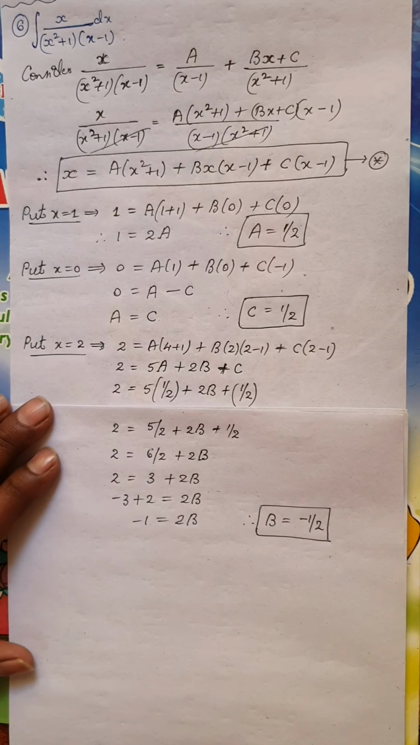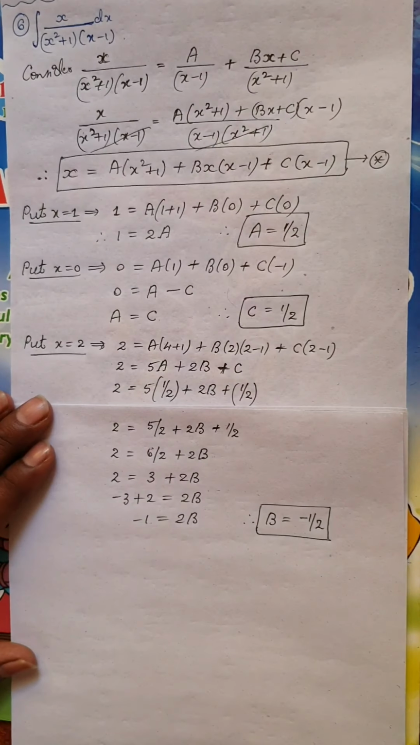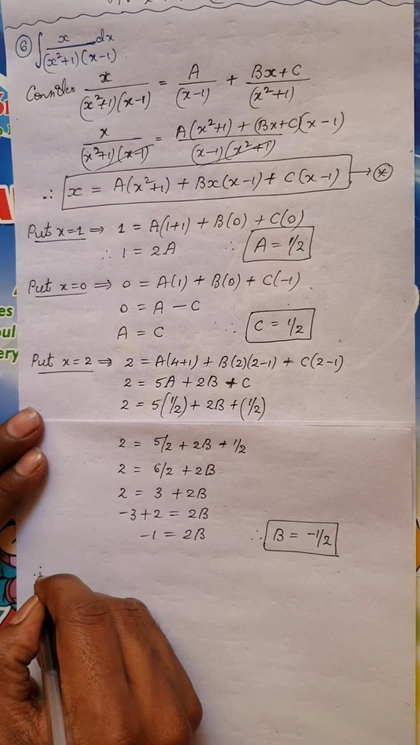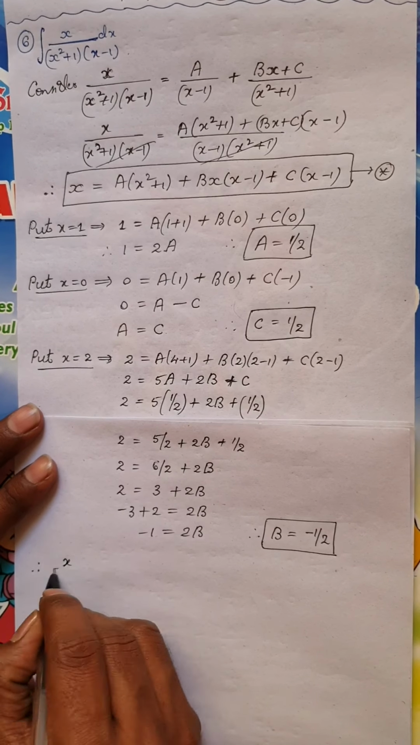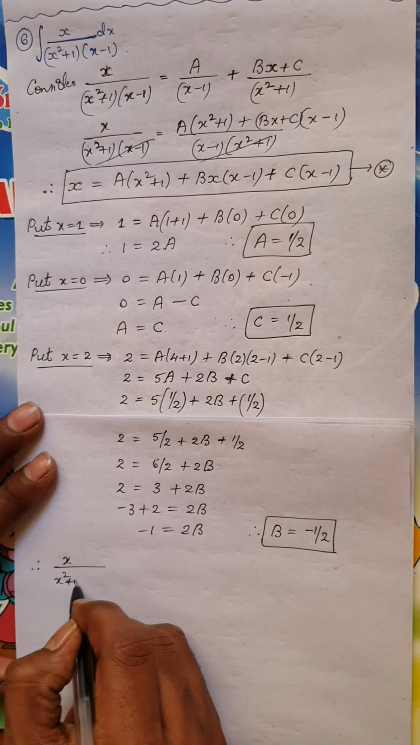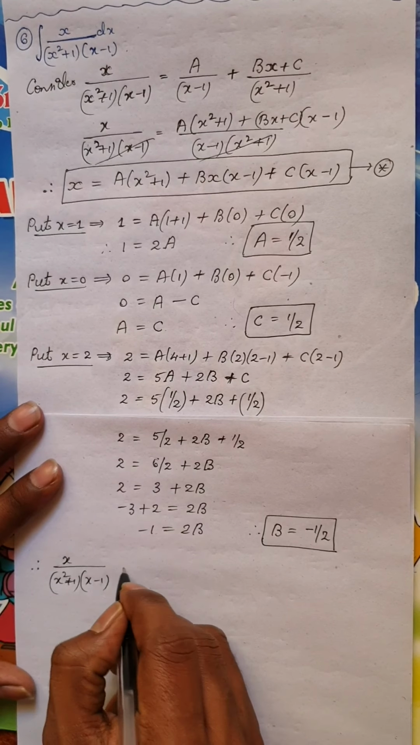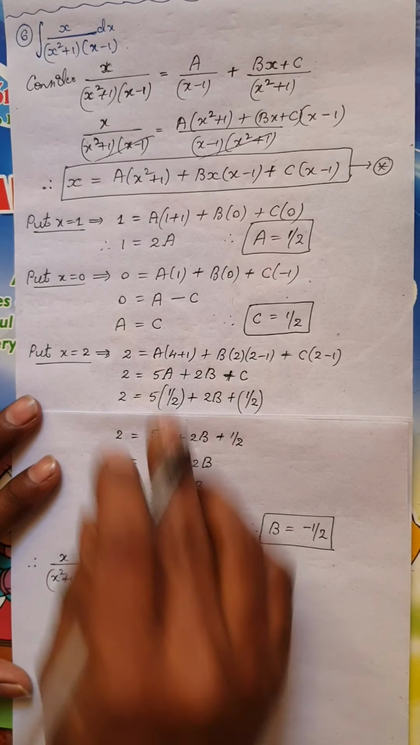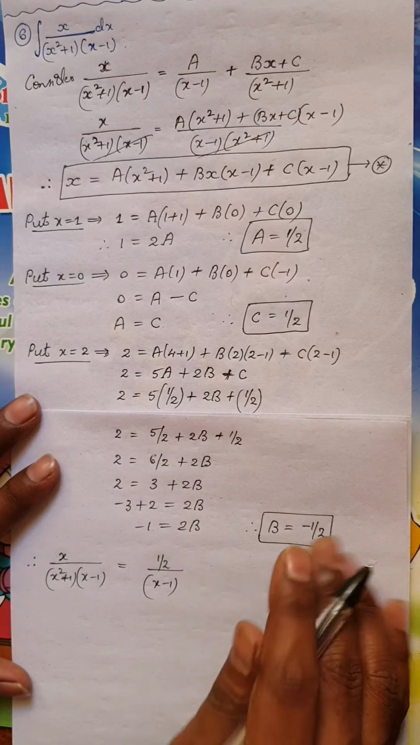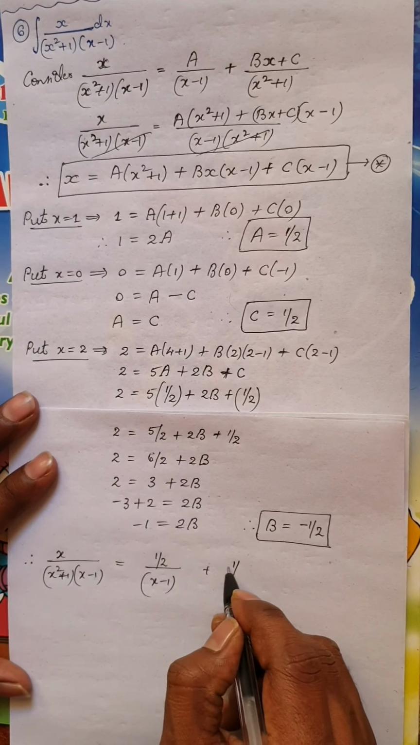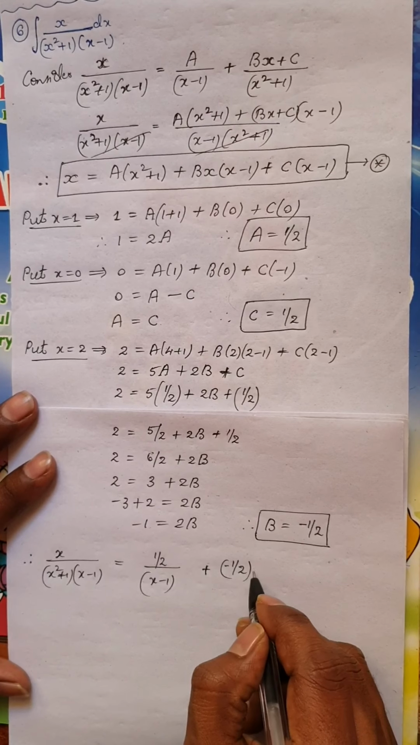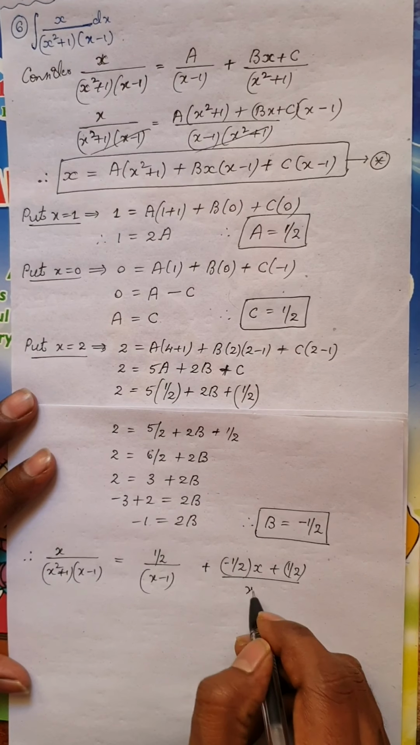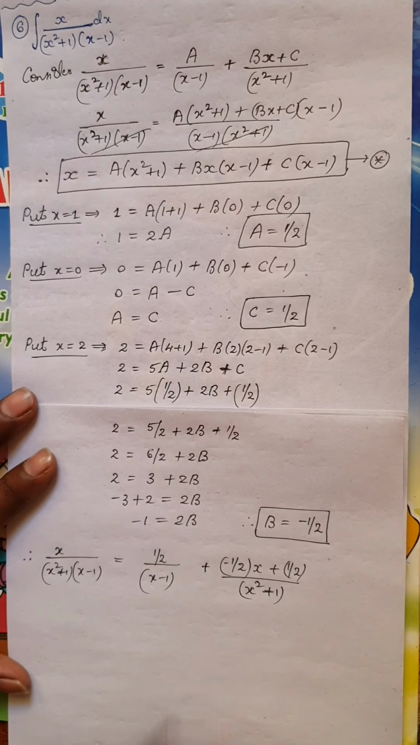Is it clear? Once I get it, write it into the general form, okay. Therefore, remember, x divided by x square plus 1 into x minus 1 is nothing but a divided by x minus 1; since a is half, it is half divided by x minus 1, okay, plus b value is minus half, isn't it? So, it is minus half into x plus c, which is also half, divided by x square plus 1, okay.